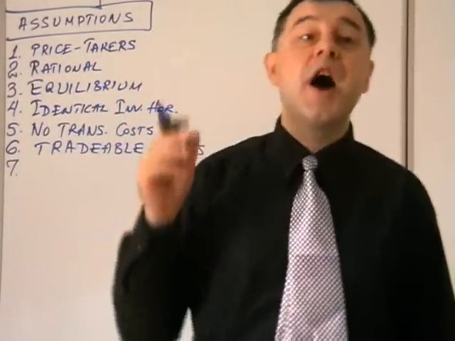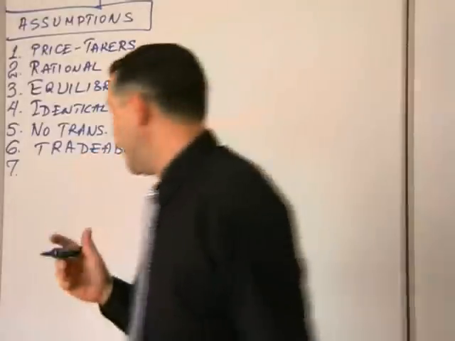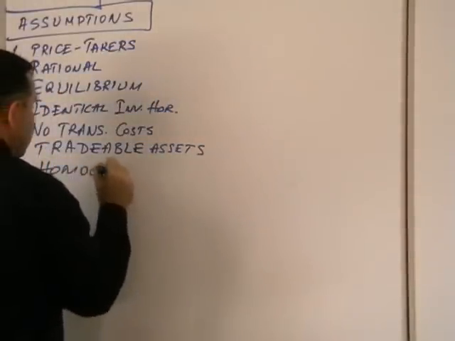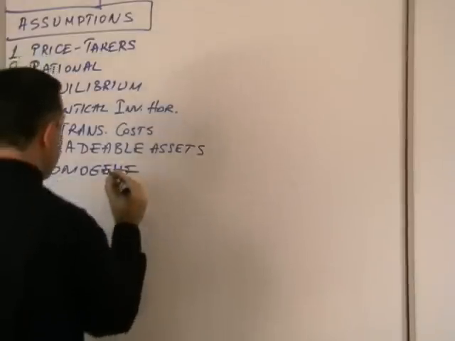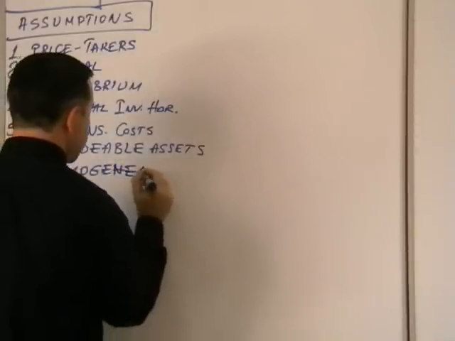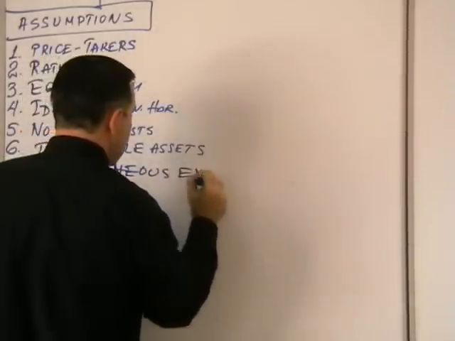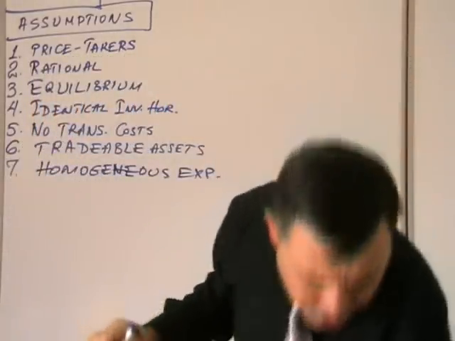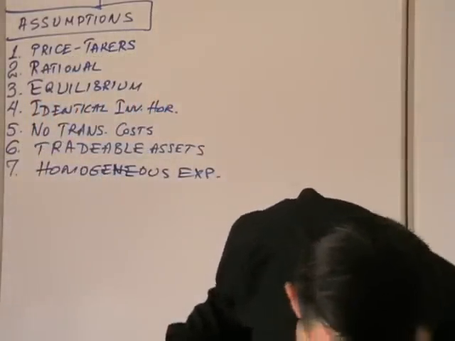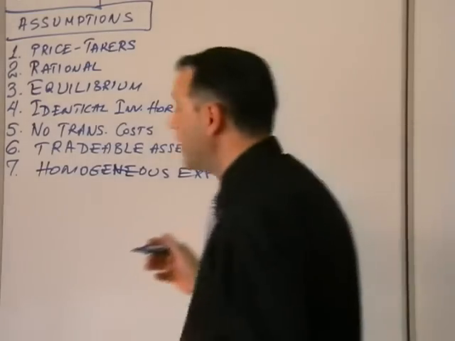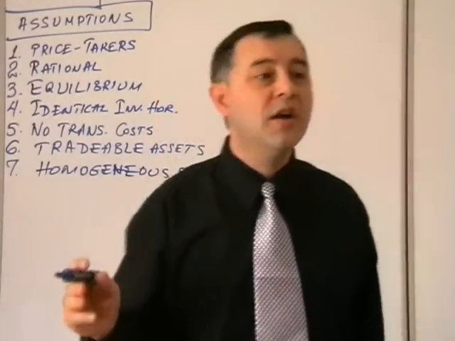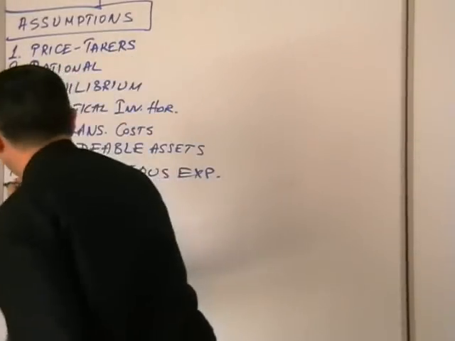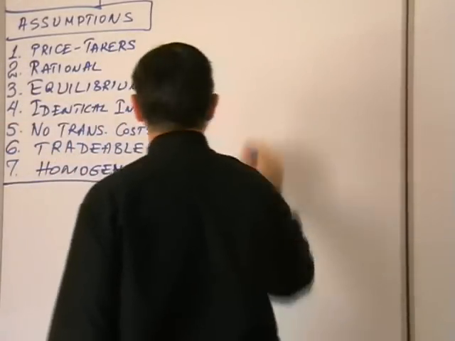Another assumption was the same investment tools, which we call homogeneous expectations. So everyone is doing the same. Did we say efficient portfolio? No, we didn't say that. So these are the basic assumptions. That's it. We draw a line here.